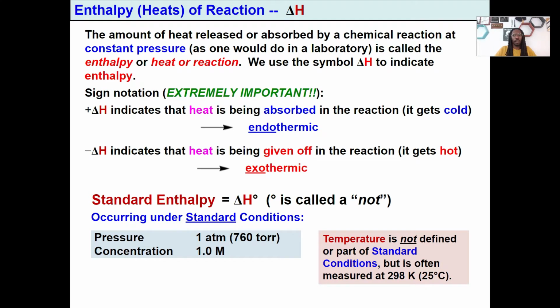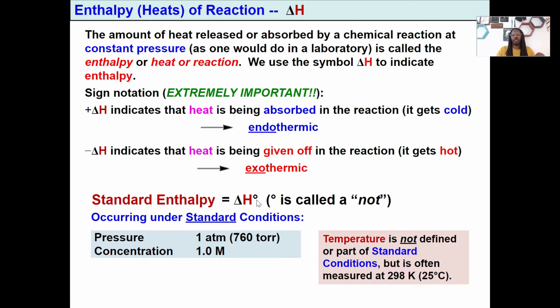A couple of little tidbits, some little gems to throw out there. If you ever see delta H with this knot, they call this a knot. Basically, this little circle lets you know that this is standard enthalpy. Standard enthalpy means that you're under standard conditions. In this case, your pressure is going to be constant, because we're talking about enthalpy, but your pressure is 1 atmosphere. Your concentration is going to be 1 molar. These are the standard conditions.